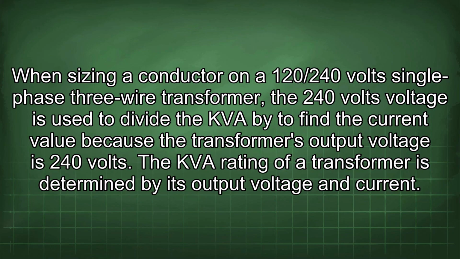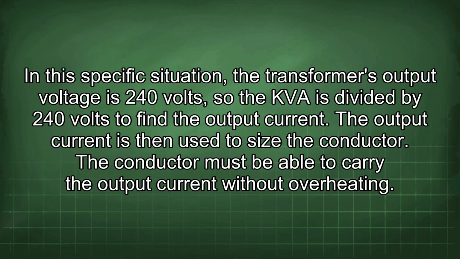When sizing a conductor on a 120/240 volt single-phase 3-wire transformer, the 240 volts is used to divide the kVA by to find the current value because the transformer's output voltage is 240 volts. The kVA rating of a transformer is determined by its output voltage and current. In this specific situation, the transformer's output voltage is 240 volts, so the kVA is divided by 240 volts to find the output current. The output current is then used to size the conductor.